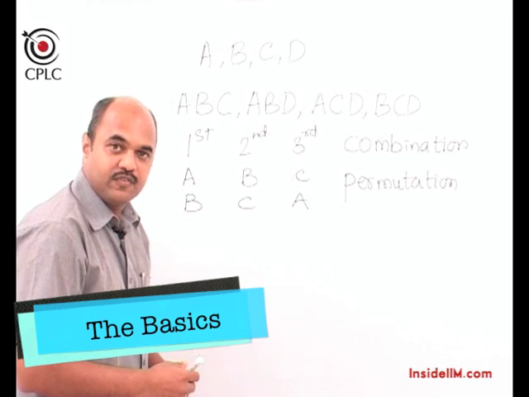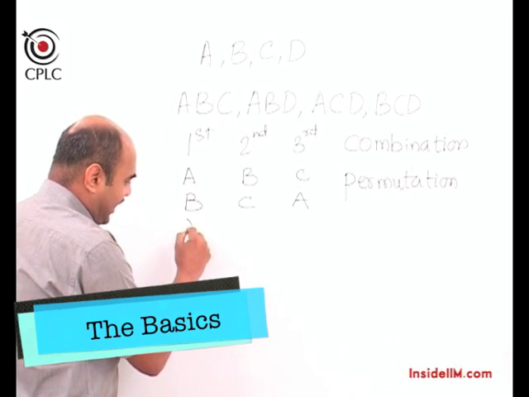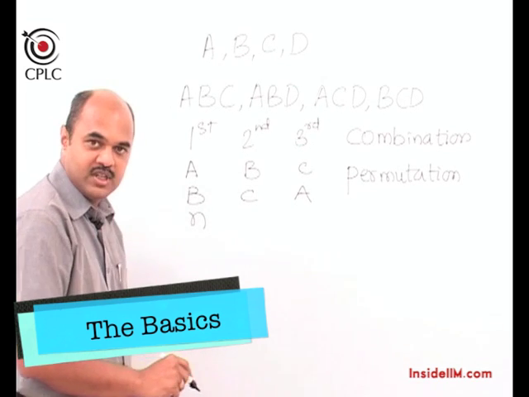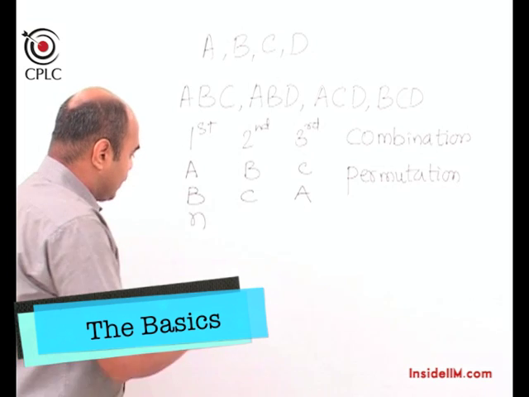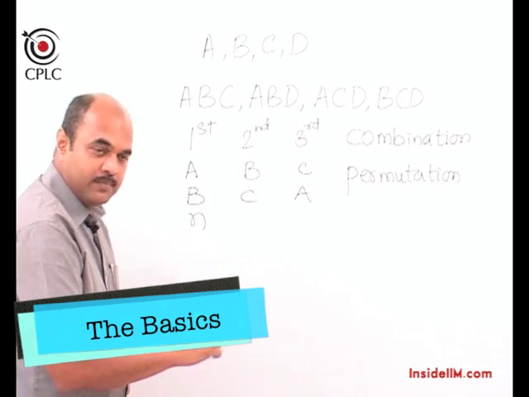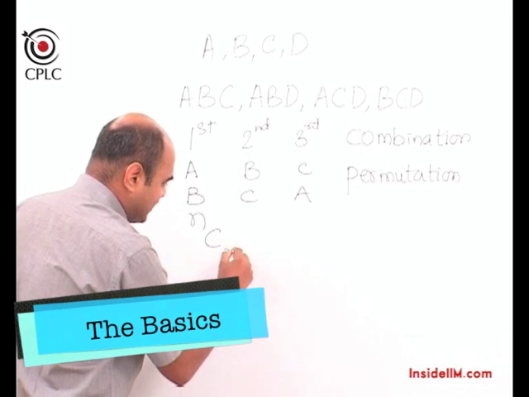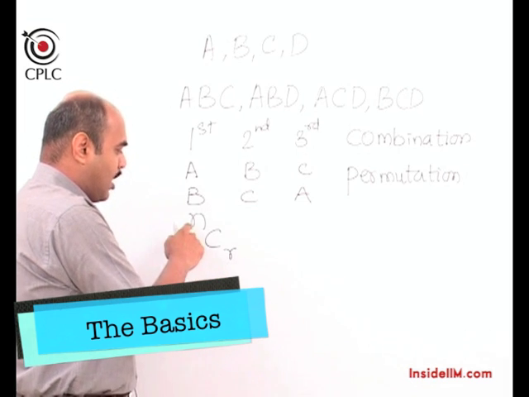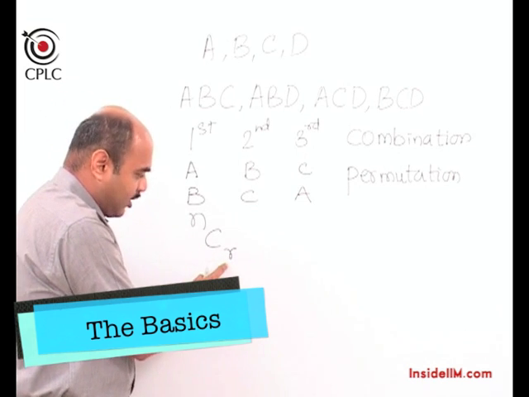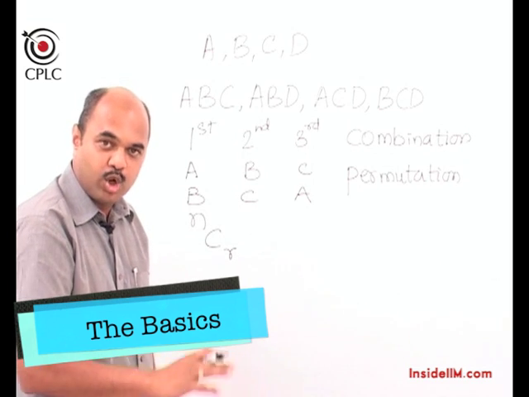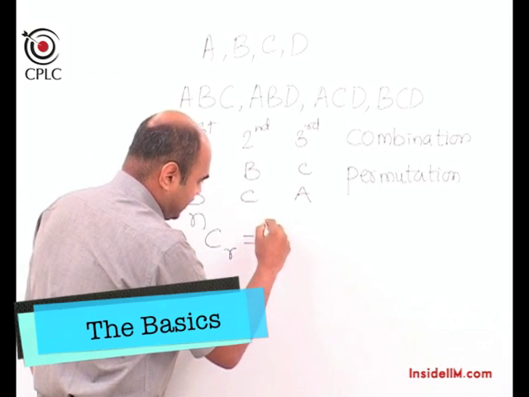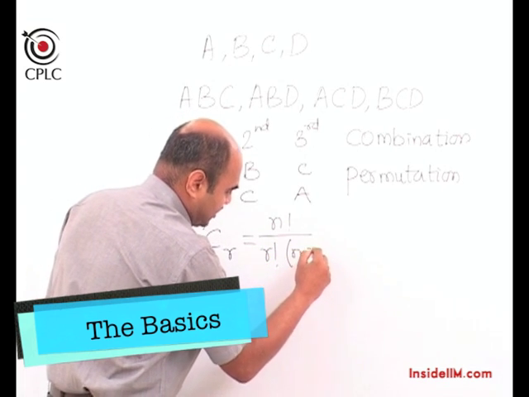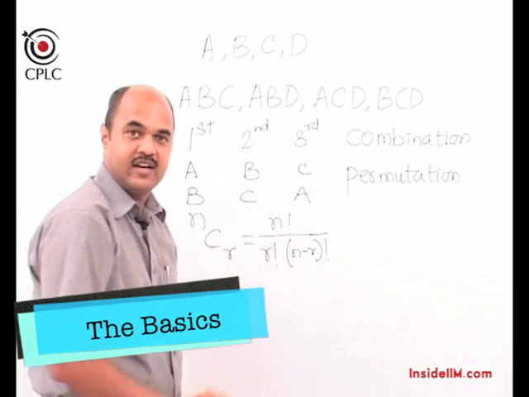Let's try and understand these formulae. If I have n objects, and out of these n objects I want to select r objects such that the order of selection is not important, then we talk about NCR. C represents combination. N and R mean out of N objects, we are selecting R objects where the order of selection is not important. And the formula would be N factorial divided by R factorial multiplied by (N minus R) factorial.